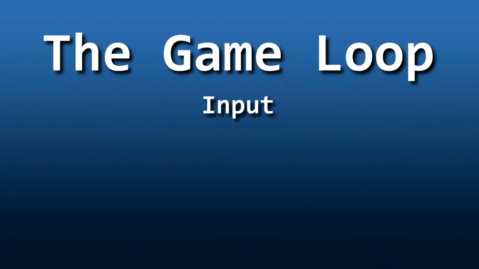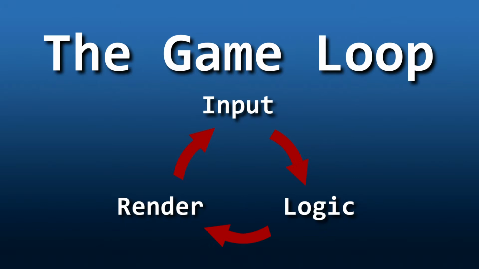You poll input, so keyboard events, mouse events, whatever, you gather all that input from the user. Then update the game logic, so you move entities around within your game world. And finally, you render everything to the screen. And this loop is fundamental to your game.